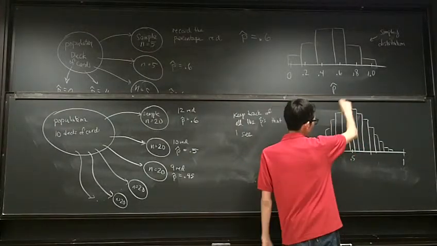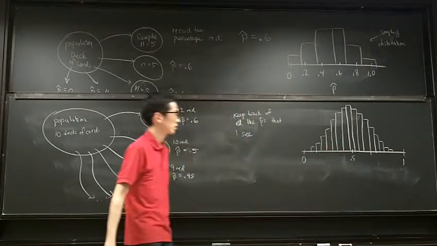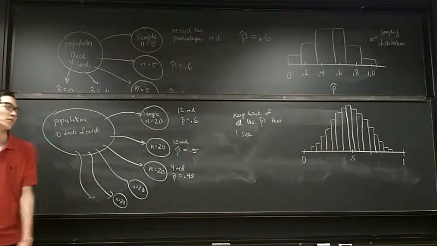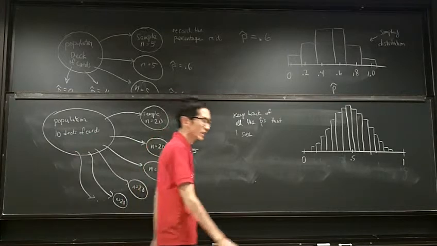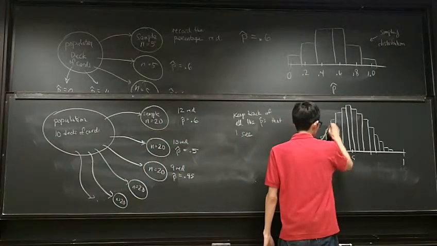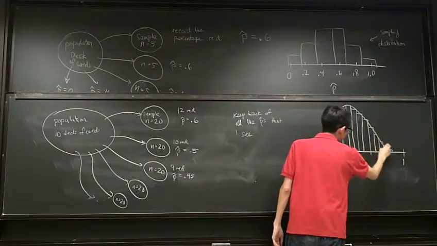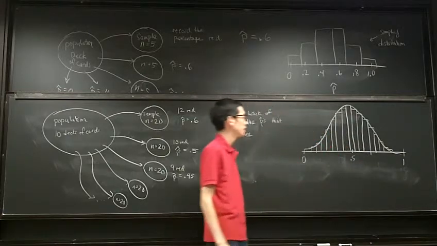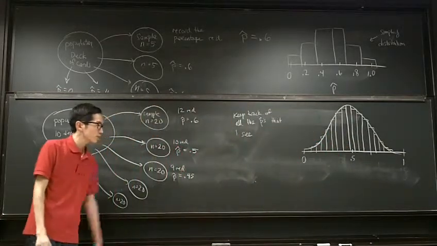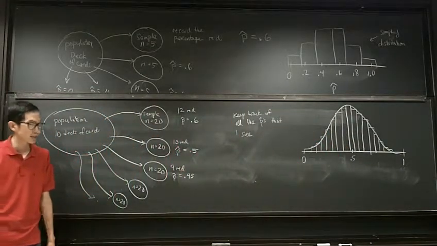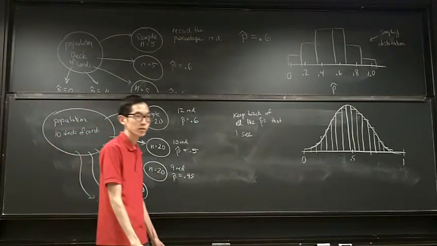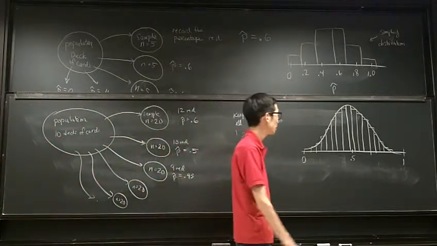And so I might get a shape that looks kind of like this. Does this look familiar? Yeah. Okay. Symmetric. Yeah, it's symmetric. Unimodal. Exactly. Unimodal. And it looks like it should look like the normal distribution. Normal distribution, okay?